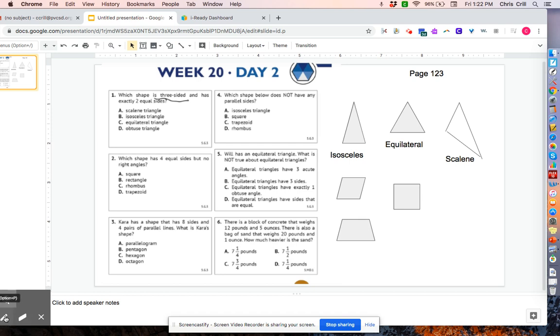Hello there. We are doing week 20, day 2. We're going to continue our review of quadrilaterals and triangles, as well as a couple of other review questions. I've put here for you a reference.